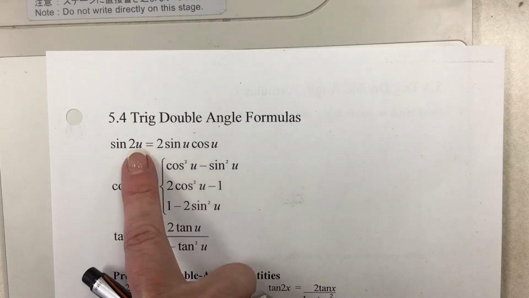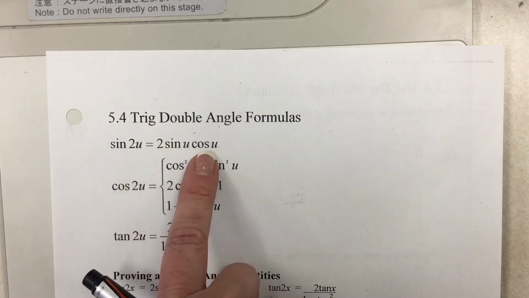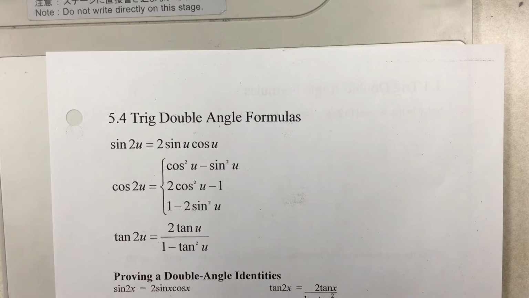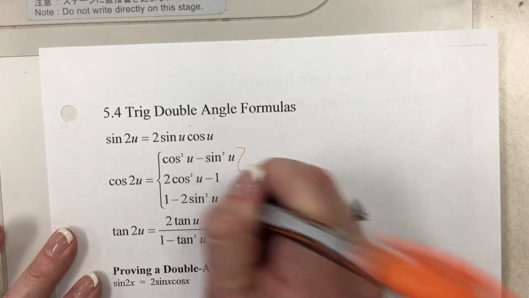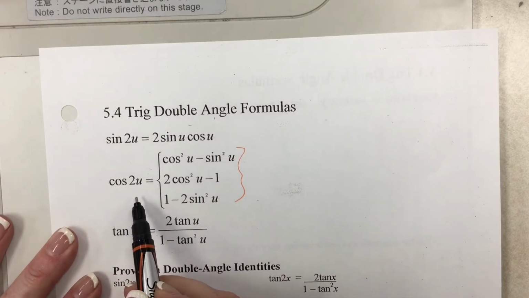Given a formula, so if I have sine of 2u, we can use this in order to solve, because in this section we're actually going to be solving again. I'm going to skip down here to tangent of 2u, and both sine and tangent are pretty straightforward. You just substitute into the formula that's given. Our conundrum comes when we have a double angle for cosine.